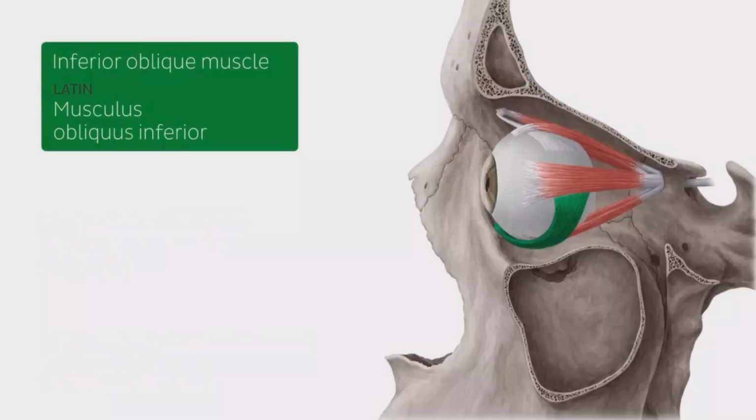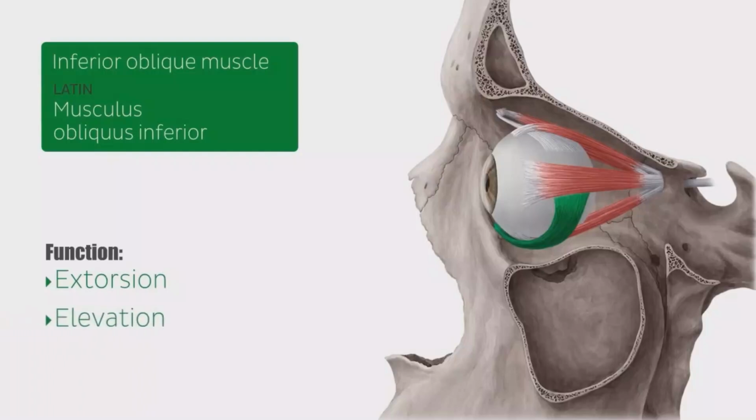When the eye is in a neutral position, the inferior oblique is responsible for extorsion, which is rotation of the eye outwards, elevation, which is movement of the eye superiorly, and abduction, which is movement of the eye laterally, away from the nose.